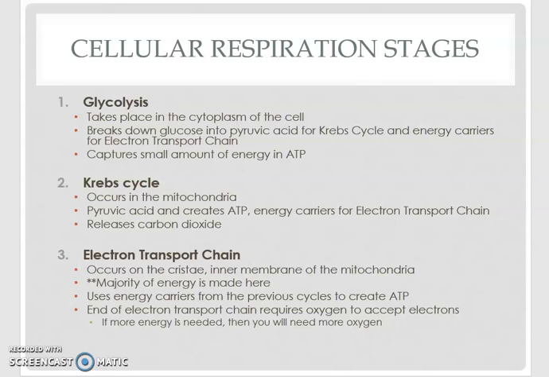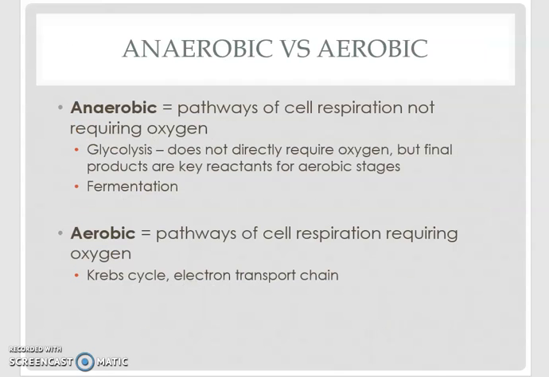Whenever we look at cellular respiration, we can look at anaerobic processes and aerobic. Aerobic processes are pathways of cell respiration requiring oxygen, so this would be the Krebs cycle and the electron transport chain. Anaerobic are pathways of cell respiration that do not require oxygen. This will be glycolysis, which doesn't directly need oxygen, but the final products are key for the aerobic parts of cellular respiration. And then anaerobic respiration will also include fermentation.